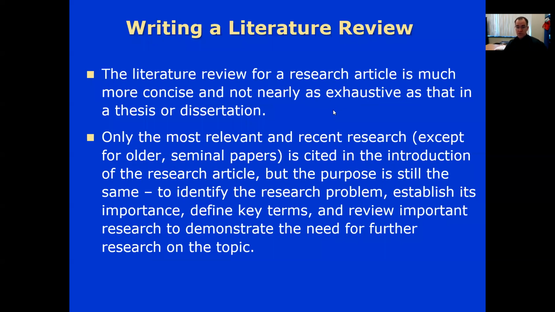So the literature review for a research article is much more concise and not nearly as exhaustive as that in a thesis or dissertation. For example, in a research article, the literature review might be 3 to 5 paragraphs in length, whereas in a thesis or dissertation, it could be anywhere from 5 to 20 or even more pages long to give a much more in-depth review of literature.